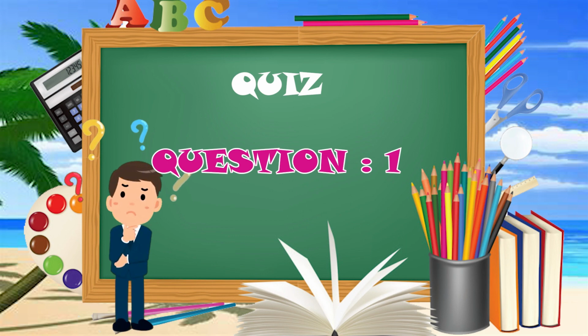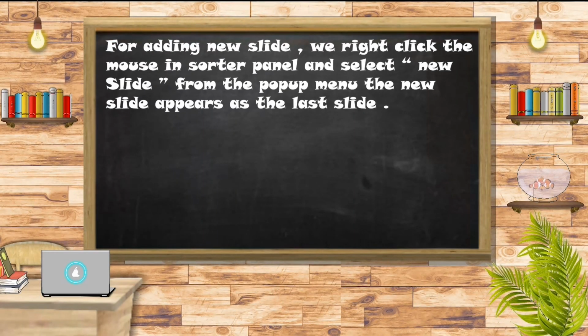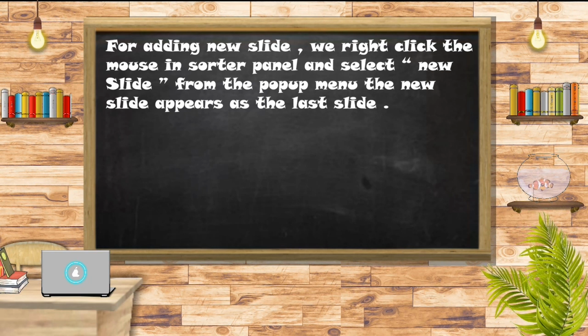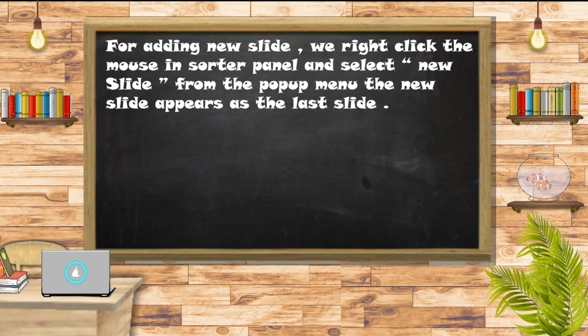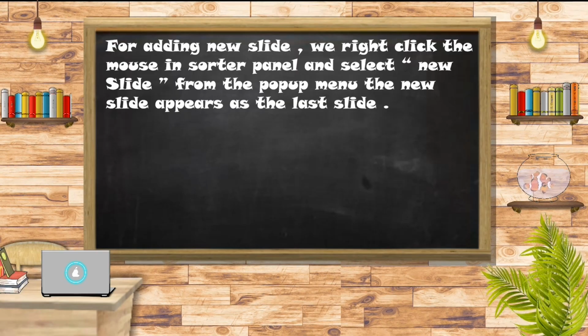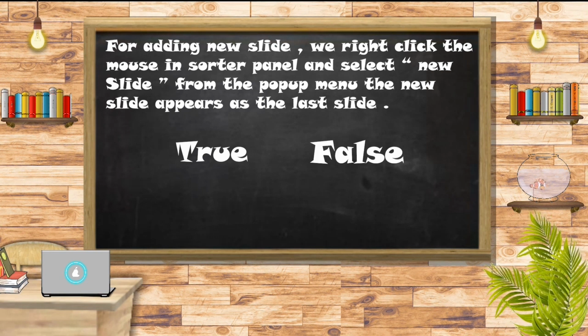Question 1. For adding new slide, we right click the mouse in sorter panel and select New Slide from the pop-up menu. The new slide appears as the last slide. True or false?